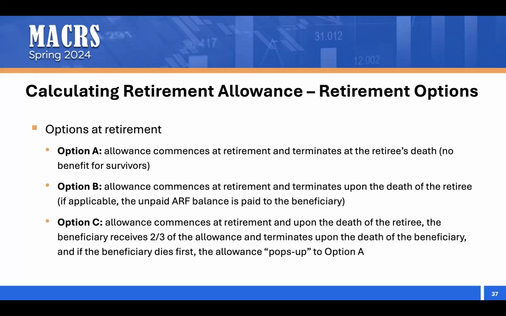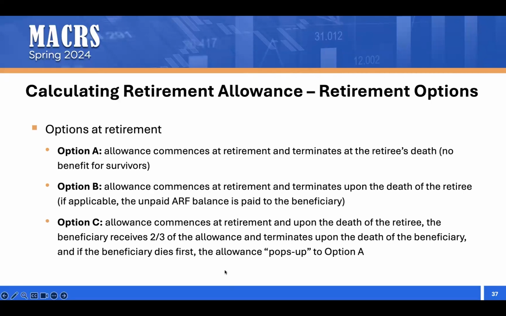And upon the death of the retiree, if there is an unpaid balance in the annuity reserve account, that balance is paid to the beneficiary or beneficiaries of record in one lump sum, and that's the final payment for that record. Under option C, again, the allowance starts at retirement, and upon the death of the retiree, if the retiree dies first, the beneficiary receives 2/3 of the amount the member was receiving on the date of his or her death. Or if the beneficiary predeceases the member, the benefit pops up to option A.